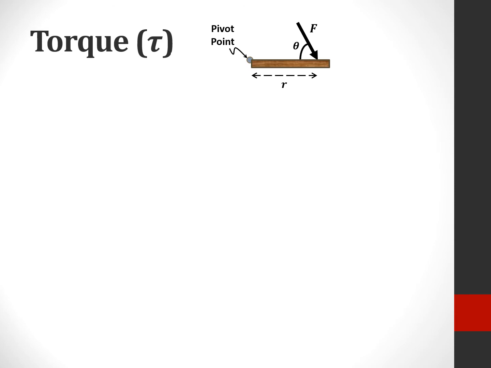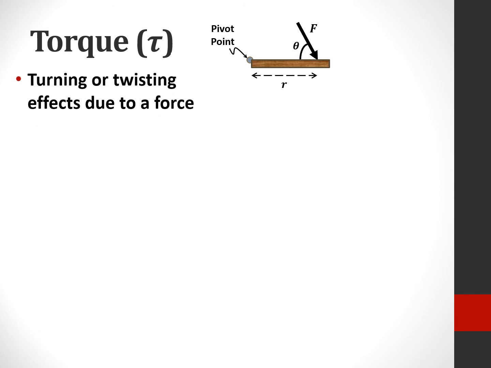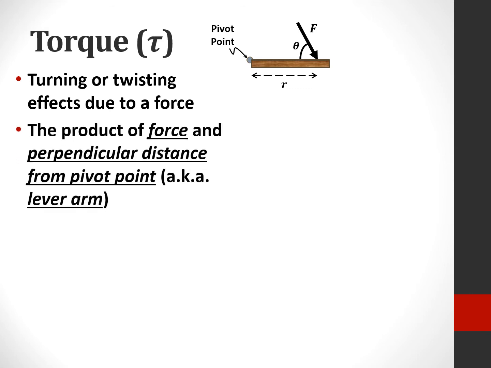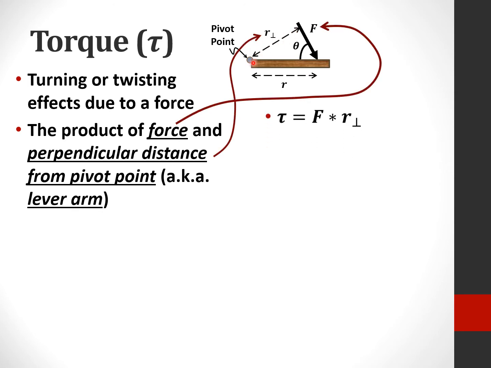So that force is being applied at a distance from the pivot point, and there's an angle between the door and the force, which means there's an angle between the displacement from the pivot point and the force itself. A torque is a turning or twisting effect due to a force, and it's usually found by the product of the force and the perpendicular distance from the pivot point. Here's the distance the force is applied, but the perpendicular distance is this part right here. If we go from the pivot point straight to the force, that shortest distance is the perpendicular distance.